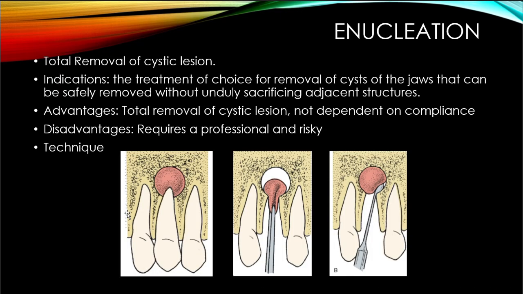So, enucleation, we remove the whole cyst. Now, it's the treatment of choice for any cyst. So if I can do it, I prefer to do it for any cyst that I have. I extract the tooth, for example, if it's related to a tooth, and then I remove the cyst.